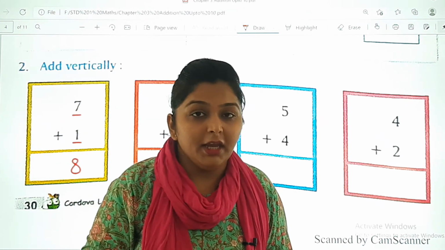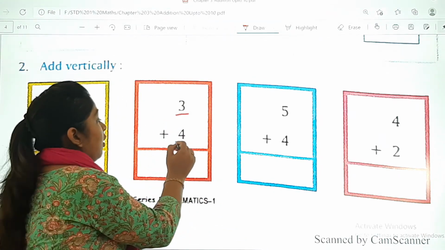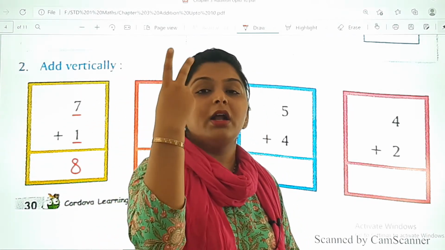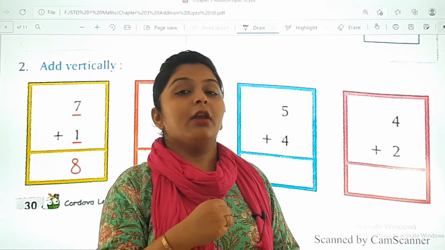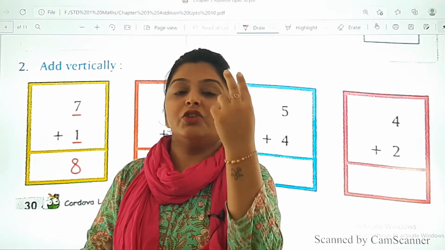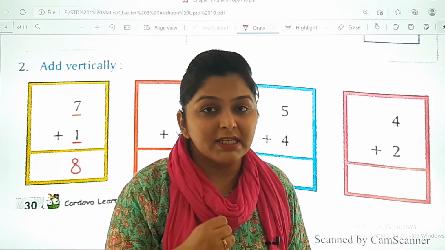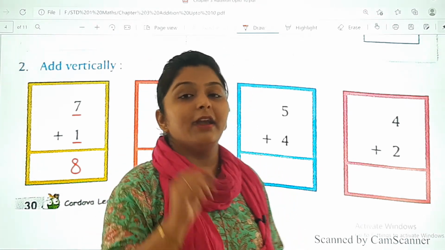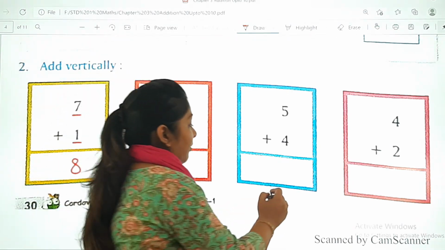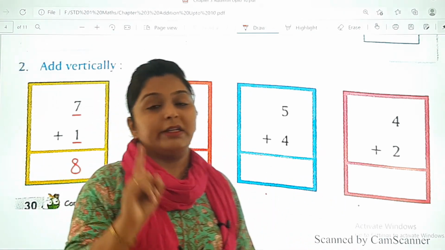Next, 3. The first number is 3 and the second number is 4. So again you have to use the fingers. 1, 2, 3. Then 4 more numbers are there. This is 4. 1, 2, 3 and 4. So in total, count on your fingers. In total we will get number 7, dear children. Understood? The remaining 2 you will do on your own in the textbook itself.